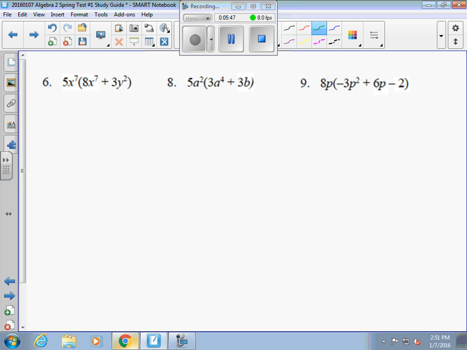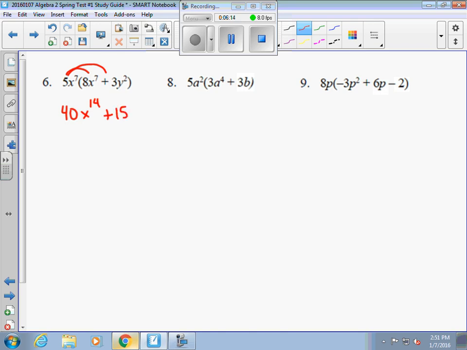Same thing: 5x to the seventh times 8x to the seventh plus 3y to the second. Multiply 5x to the seventh times 8x to the seventh. Multiply 5 and 8 to get 40x, and add the exponents 7 and 7 to get 14. Also multiply 5x to the seventh times 3y squared. 5 times 3 is plus 15.